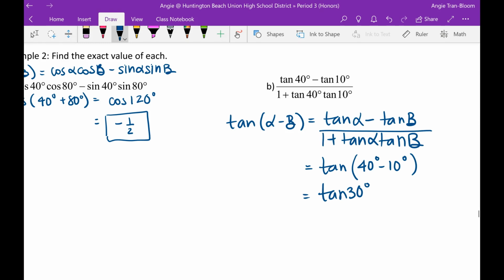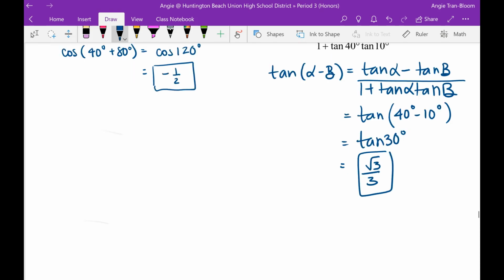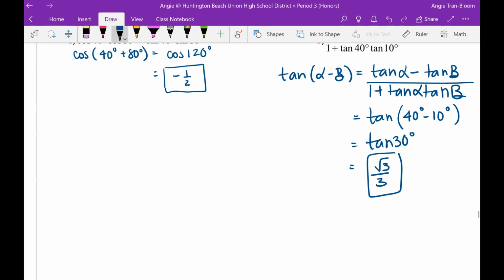Marco, whenever you're ready. Radical 3 over 3. You guys agree, Marco? Okay, now hold on tight before I go any further. Once you get down to tangent of 30, that's all unit circle, right? You have to know your unit circle really, really well. It's like your times table. Any questions so far before I get to the next example?